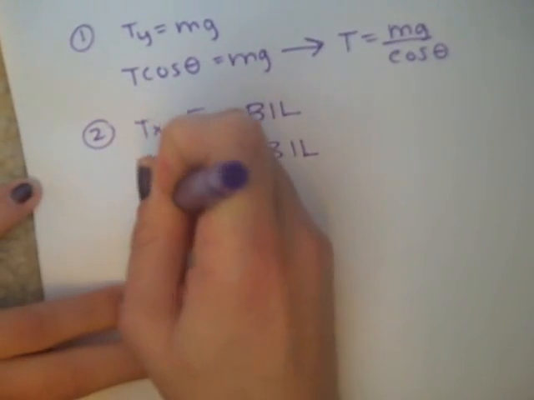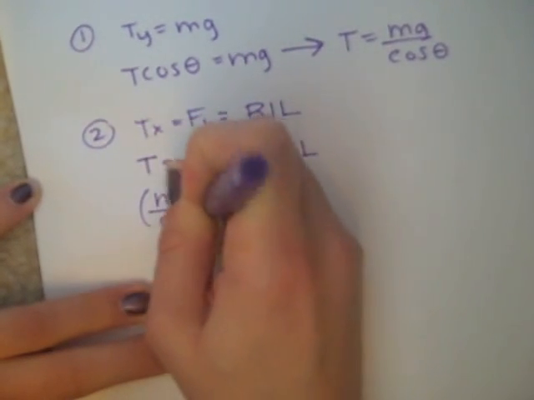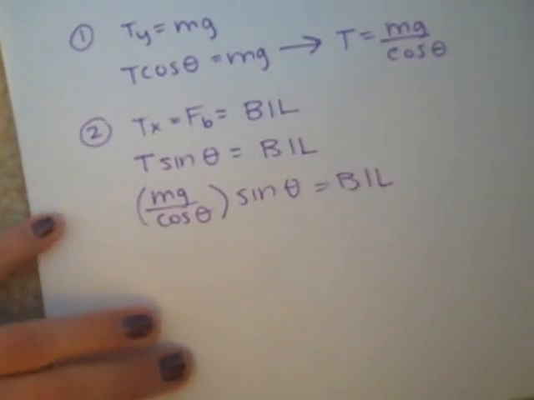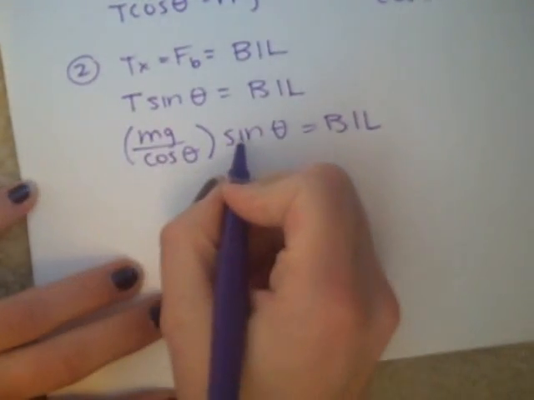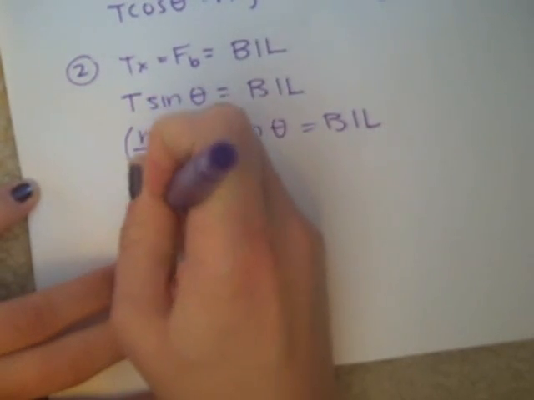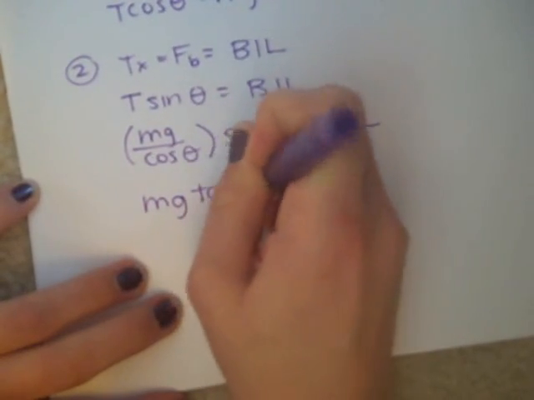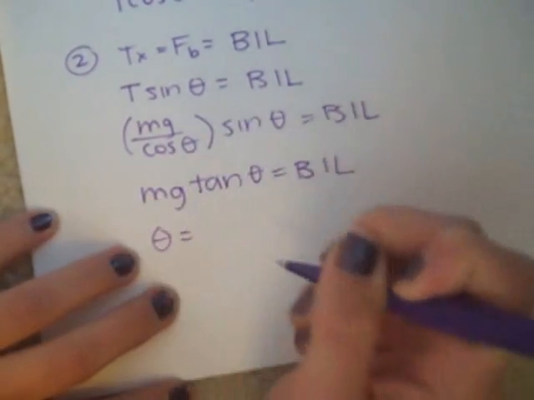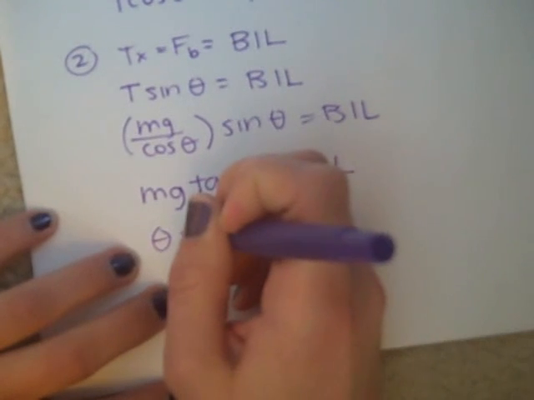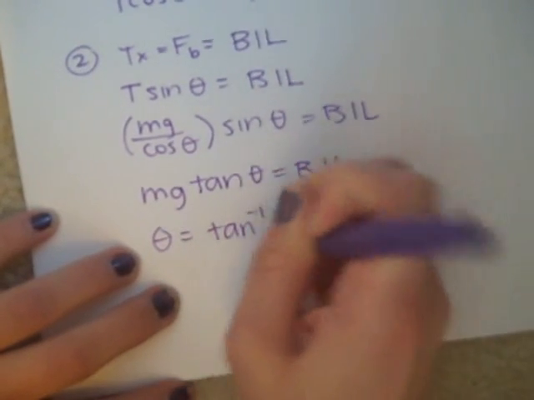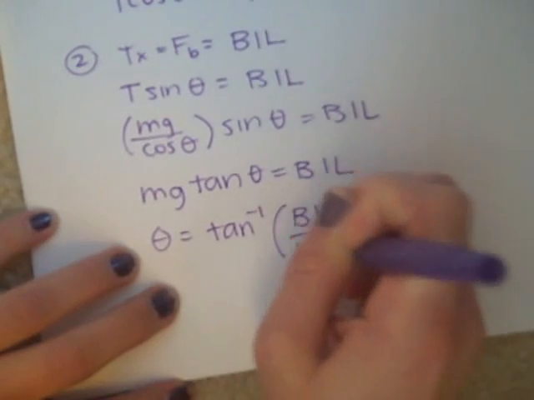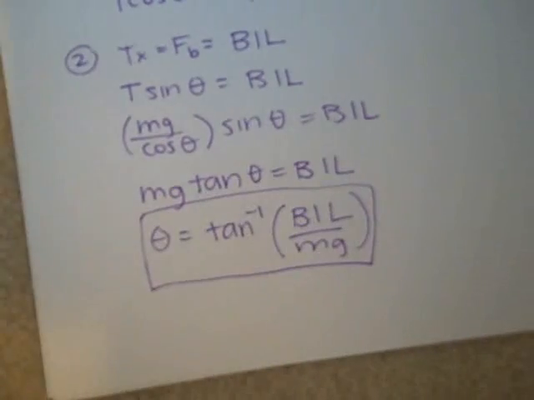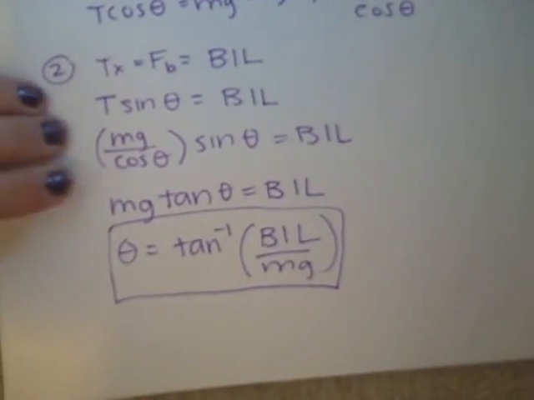Plugging that in, we get mg divided by the cosine of theta times the sine of theta equals B times I times L. Knowing your trig functions, sine over cosine is the same thing as tangent. So you get mg times the tangent of theta equals BIL. Finally, you can solve for theta to be the inverse tan of BIL divided by M times G. You could technically have done that in one step, just using your tangent function if you wanted to.